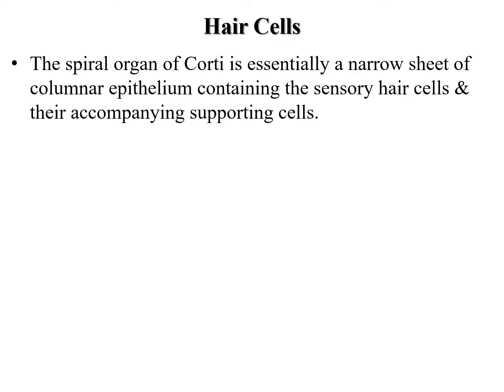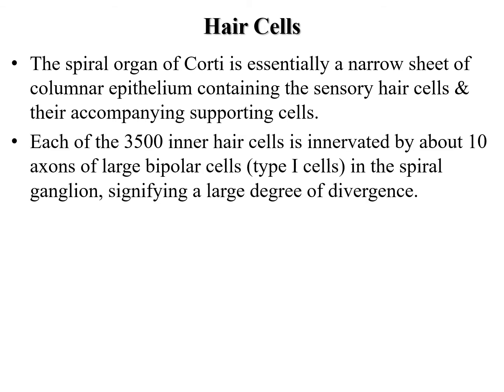Now let's discuss the hair cells in slight detail. As I have already discussed, this organ of Corti is essentially a narrow sheet of columnar epithelium cells which contains the sensory hair cells and their accompanying supporting cells. Now each of the 3500 inner hair cells are innervated by about 10 axons of large bipolar cells in the spiral ganglia.